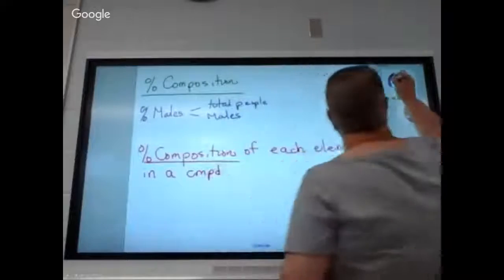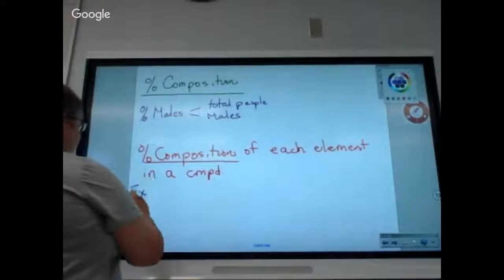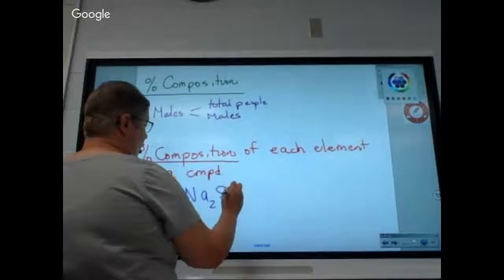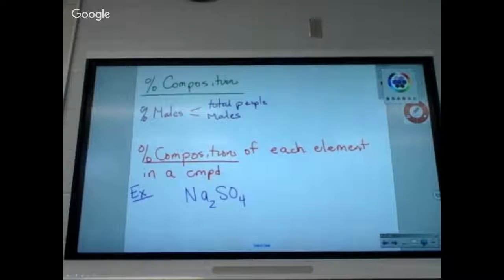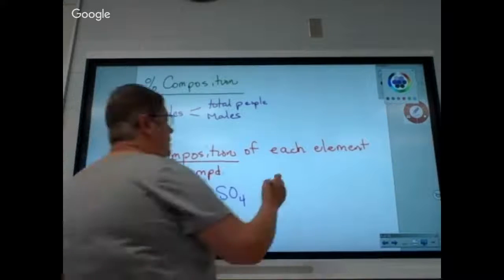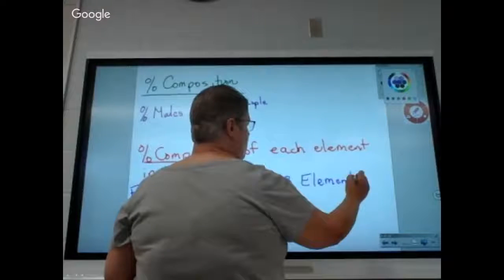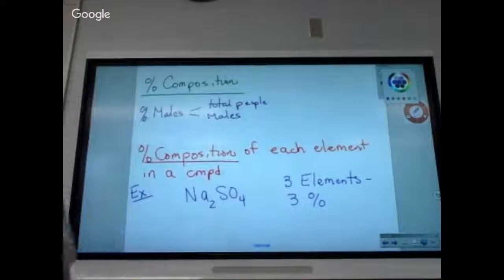So, let's say, for just an example, that we do Na2SO4. First of all, how many different elements do I have in the compound? I have 3, okay? So there are 3 elements. So I'm going to have 3 percentages, okay? I'm going to find the percent of 3 different elements.